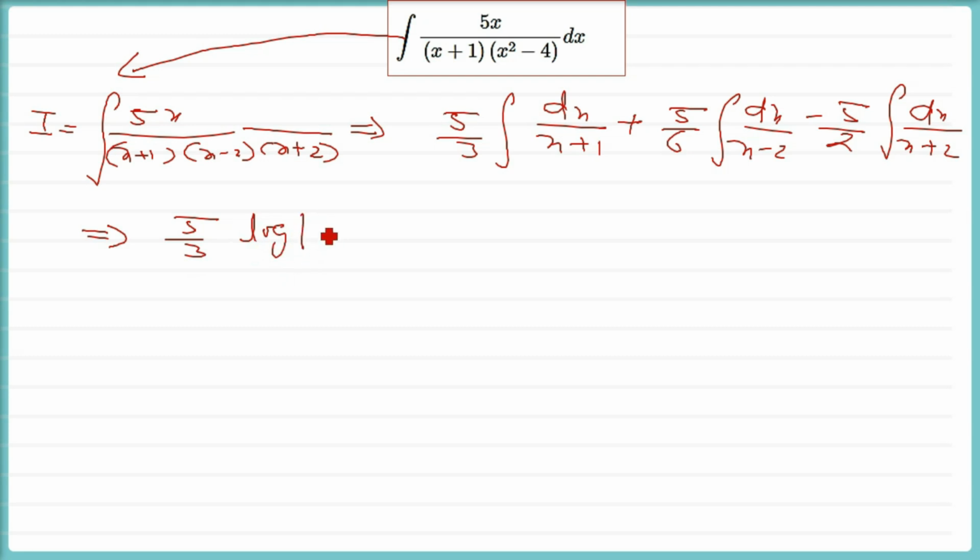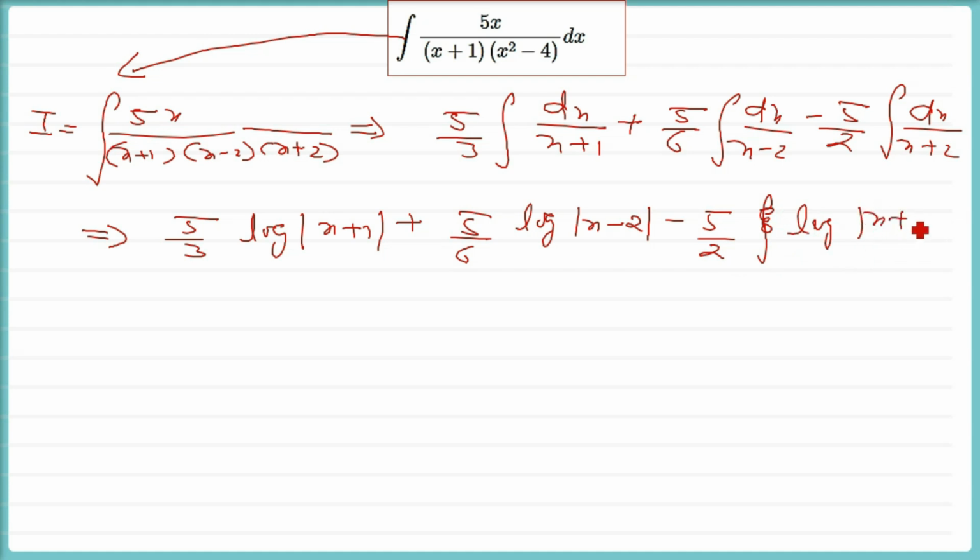So this becomes 5 by 3 log modulus of x plus 1 plus 5 by 6 log modulus of x minus 2 minus 5 by 2 log modulus of x plus 2 plus constant of integration. Now you can make it easier because you see 5 by 3, 5 by 6, 5 by 2. We have 5, 3, 6, 2, so you can have a proper HCF. So you can take 5 constant outside. If you take 5 by 6 constant from all the values, 2 will remain inside.